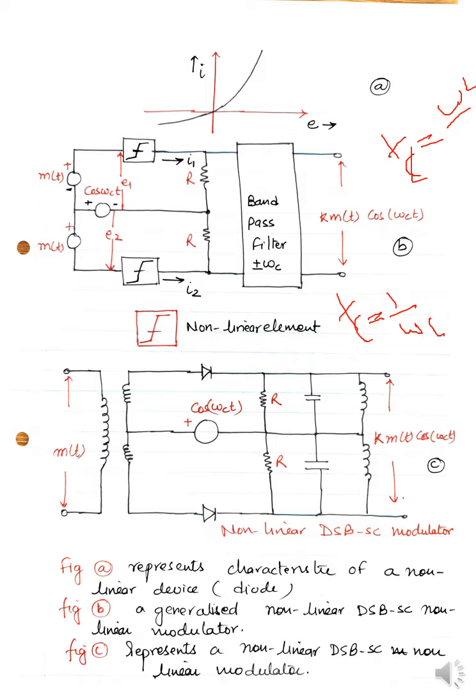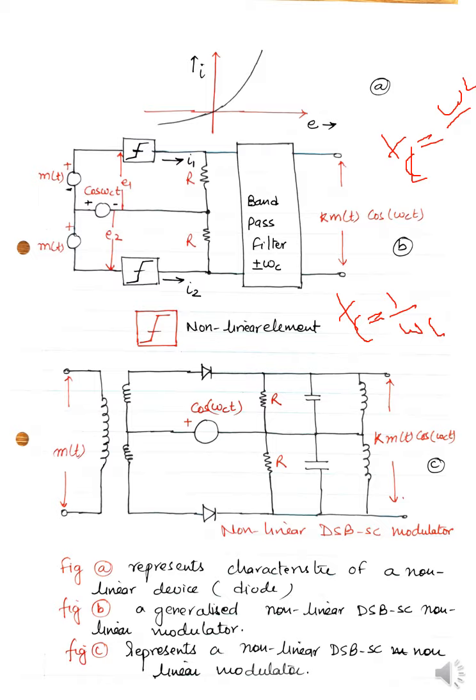DC means there is no frequency in it, or you can say f is equal to 0, and ω is also equal to 0. Then XL will be equal to 0. So it offers no resistance or impedance to the DC, and you can say it allows all the DC to flow through it. In this way, these are working as a band pass filter here.